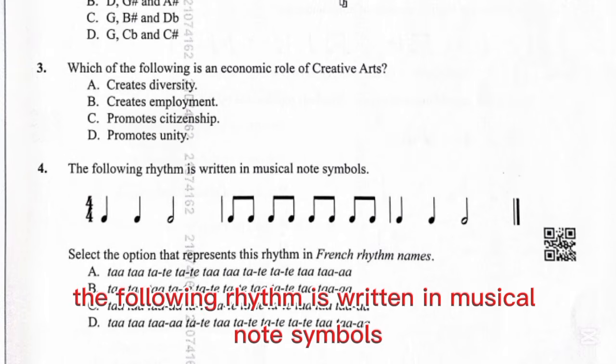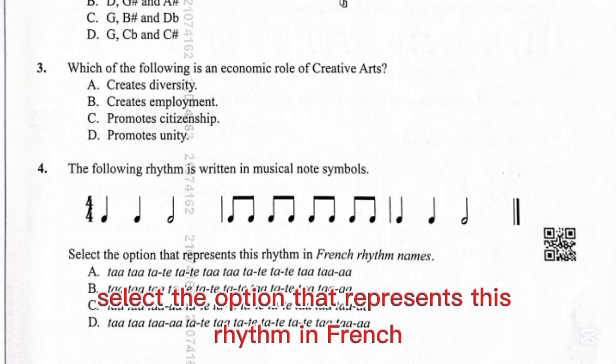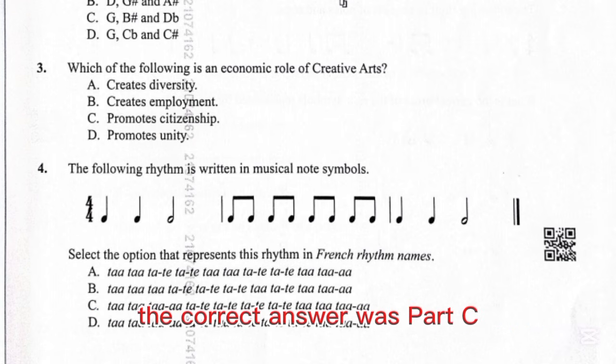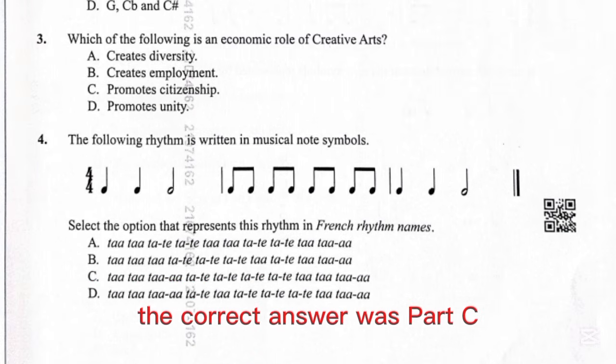Question number 4. The following rhythm is written in musical note symbols. Select the option that represents this rhythm in French rhythm name. So this was an easy question. The correct answer was part C.